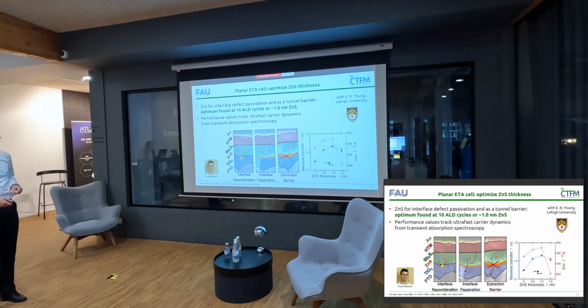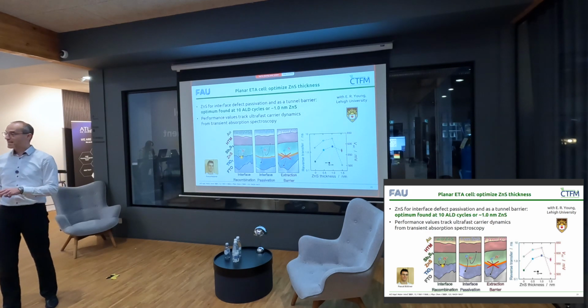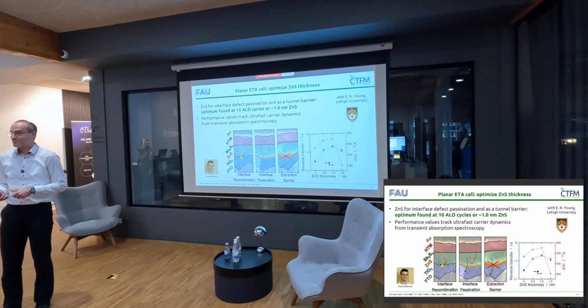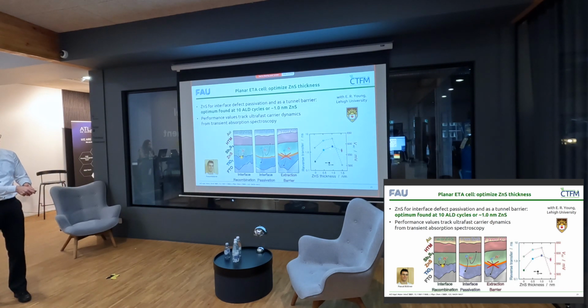Perhaps more interestingly, we can also optimize the thickness of that zinc sulfide layer that I mentioned. We made cells with 0, 0.5, 1, and 1.5 nanometer zinc sulfide. I should perhaps highlight that one unit cell is 0.5 nanometer, or 0.4, I think. So we're talking about even individual atoms here. And we can find very nicely where the optimum is, namely at 1 nanometer.